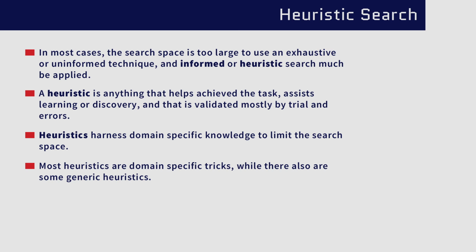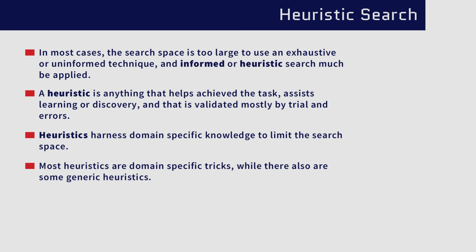The term heuristic can be used in at least two senses. A heuristic can be an aid to learning and discovery that is validated mostly by trial and error. In other words, it is a rule of thumb. More formally, heuristics can also refer to methods used to limit the size of the search space. Note that these two definitions are not mutually exclusive. Most heuristics are domain-specific tricks, while there are also some generic heuristics.